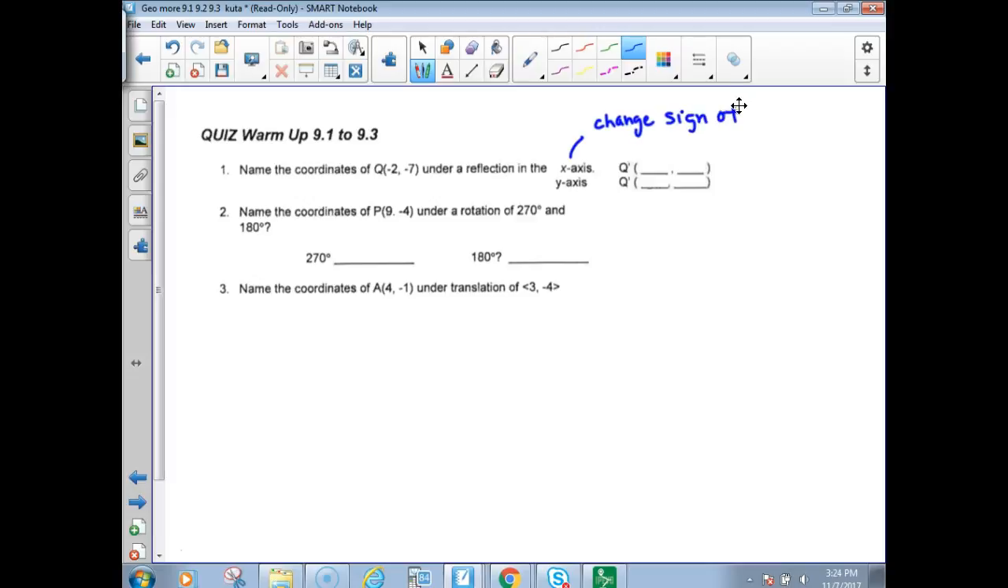No matter what it is, you're going to change the sign of the y value. So since it's -2, -7, we're going to change the y to +7. So it'd be at -2, +7.